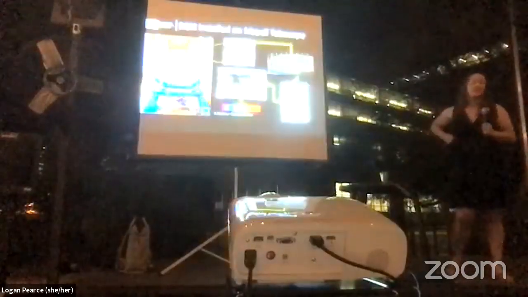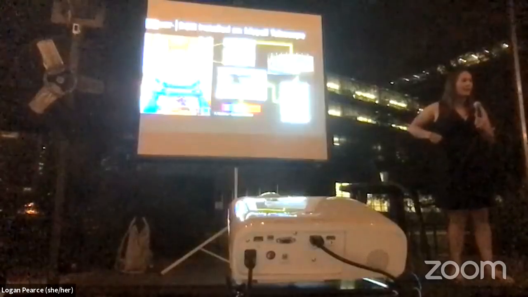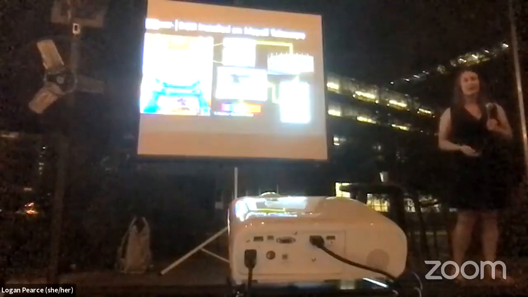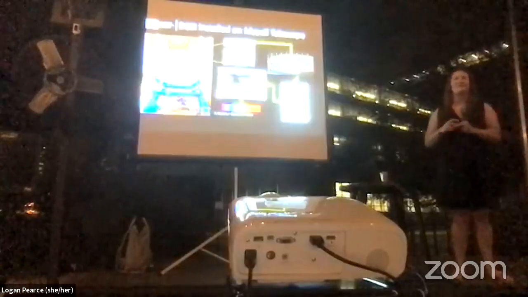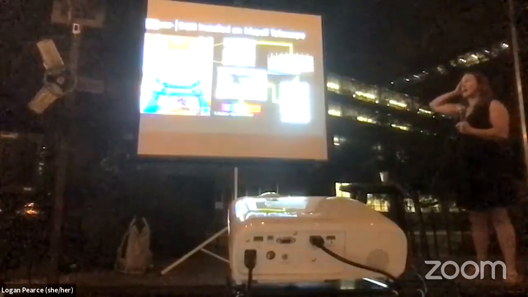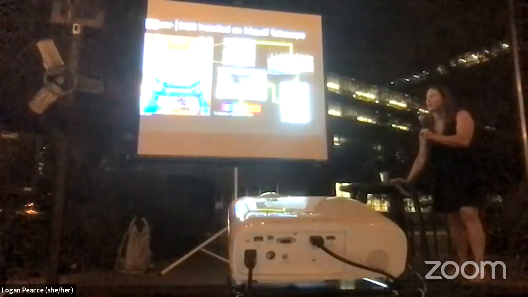This is what DESI looks like. It's on the 4-meter Mayall telescope up at Kitt Peak. So if you haven't been, hopefully when things open up again up there, you'll be able to check that out. It's the big one sticking off the top of the mountain. The mirror is right there down at the bottom.